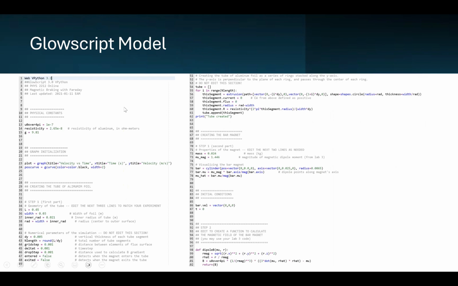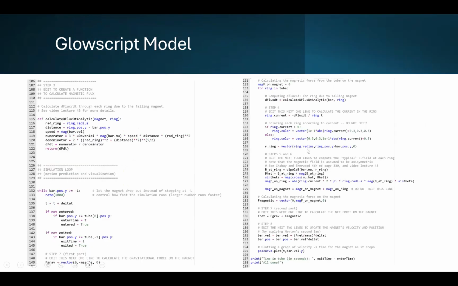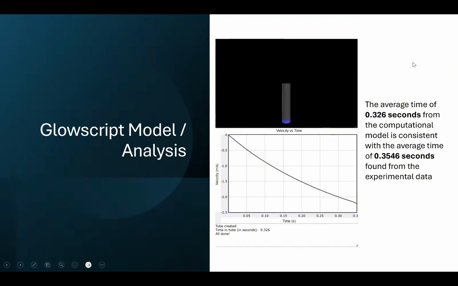This is the GlowScript model. As you can see, these are all the constants, and these are the functions that are created to create this model, which shows the velocity versus time. On the top is the tube, and that ring is one of the rings that shows the induced current in the aluminum foil. And the average time of 0.326 seconds from the computational model is consistent with the average time of 0.3546 seconds found in the experimental data.